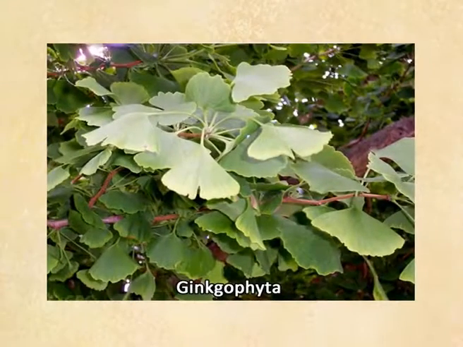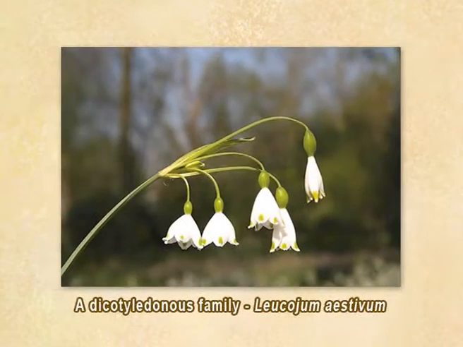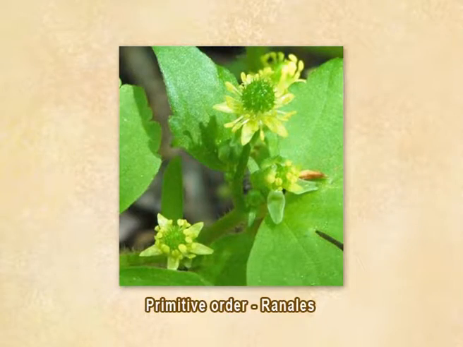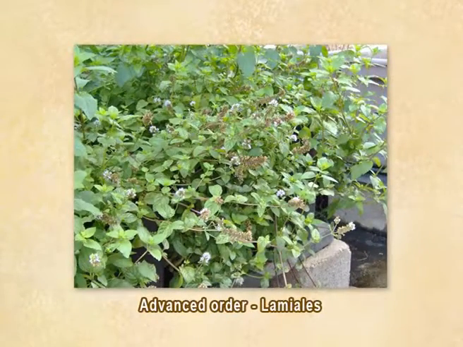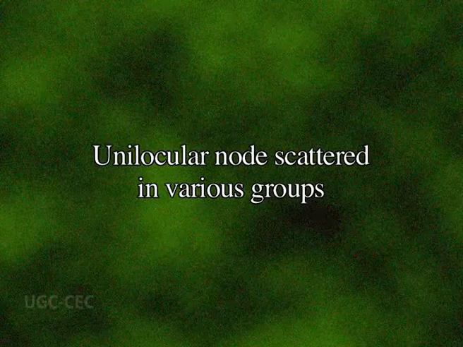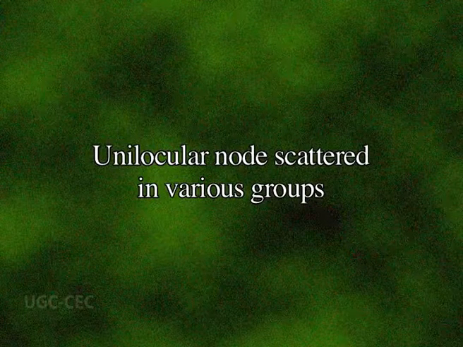Studies show that a unilacunar node with two-trace type is present in ginkgophytes and other gymnosperms and some angiosperms. Multilacunar nodes are relatively uncommon in dicotyledonous families, but are present in members of some primitive as well as advanced orders. The unilacunar node is scattered in various groups but can distinguish an entire family, that is Theaceae.